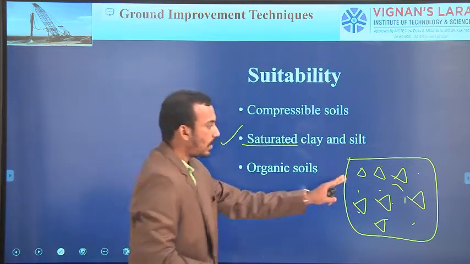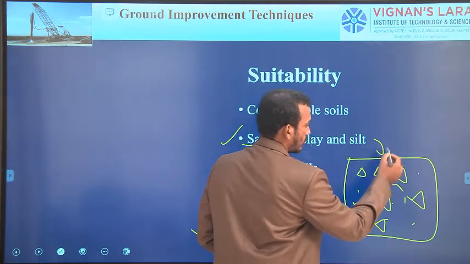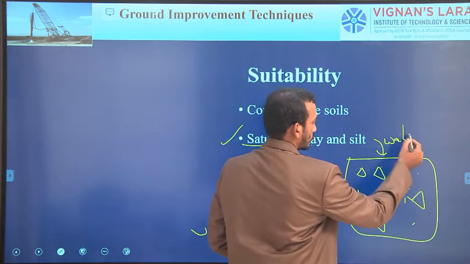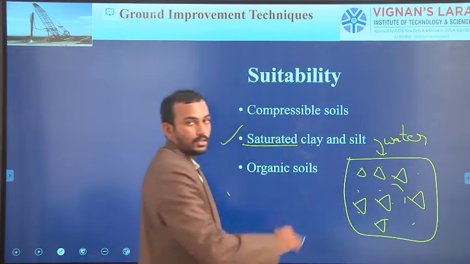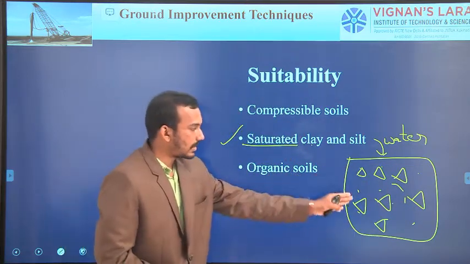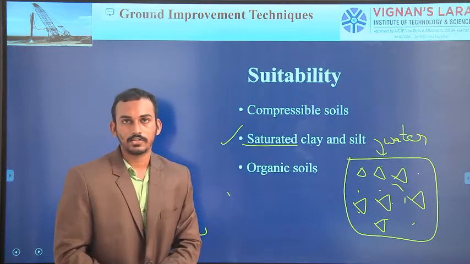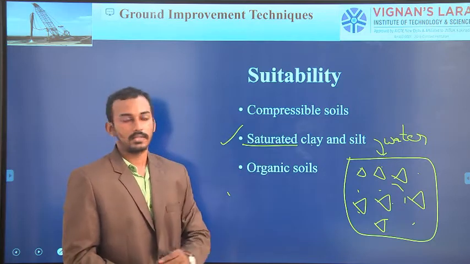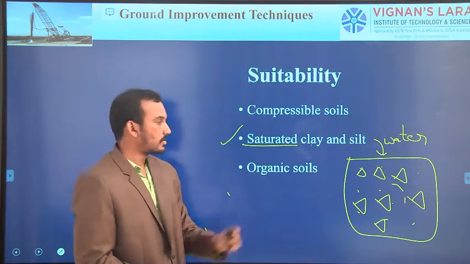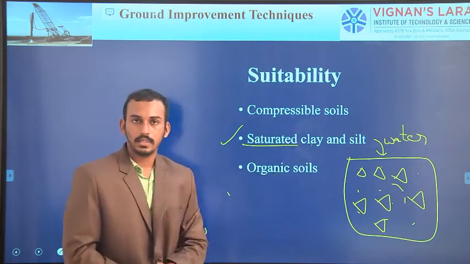So all these air voids are filled with water. We add some water so that all these air voids are filled with water. That condition is known as saturation condition. All the air voids are filled with water molecules. It contains zero air voids. That is known as saturated clay and silt.